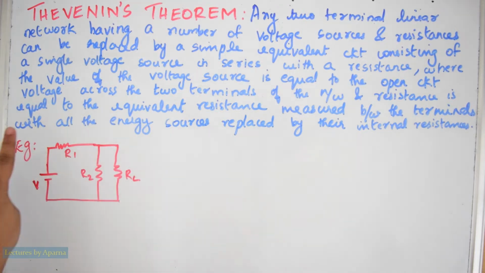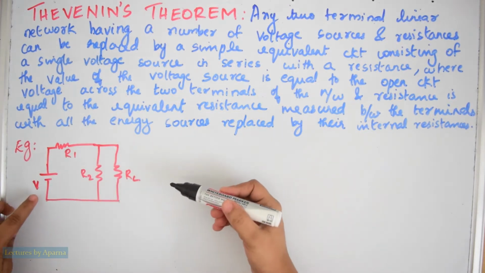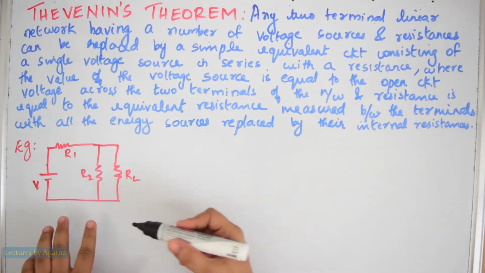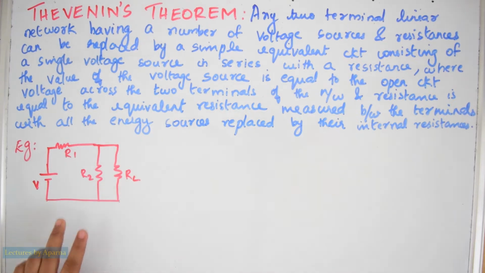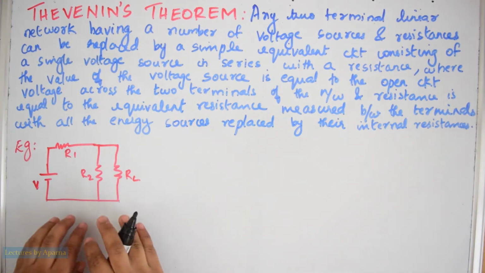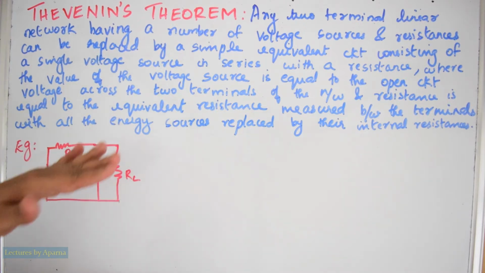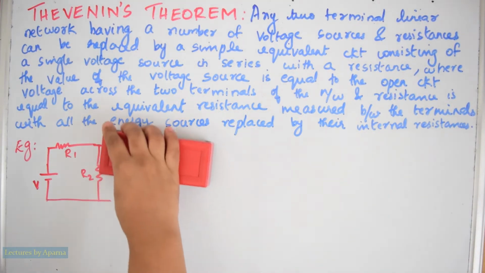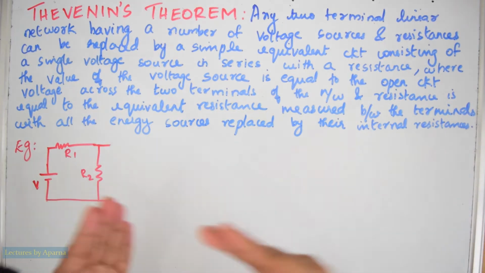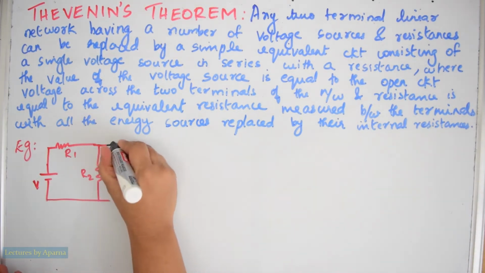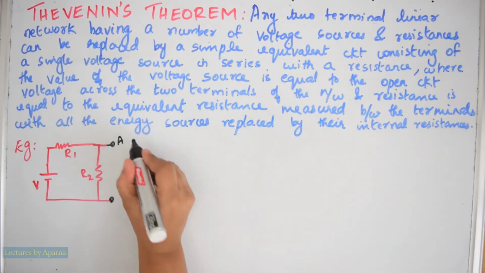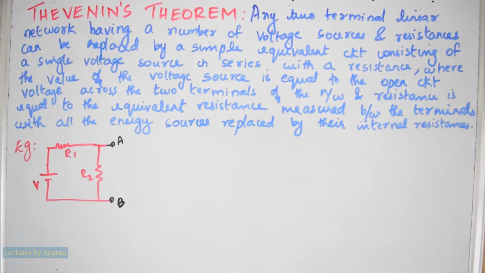For a sample network, I have taken a network like this. Now I am going to explain Thevenin's theorem on this network. The first step to apply Thevenin's theorem is that we take away this RL from this network. First, keep the load resistance aside. Okay, so we have an open circuit here. Let these terminals be A and B.